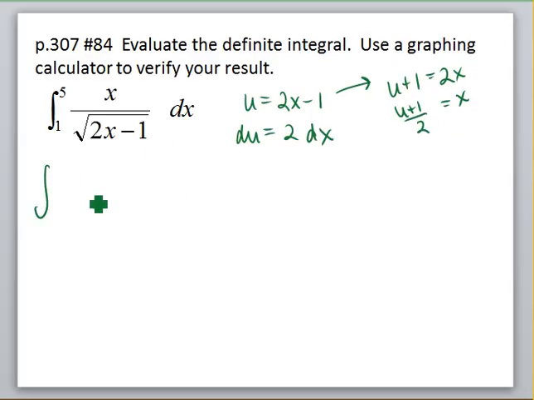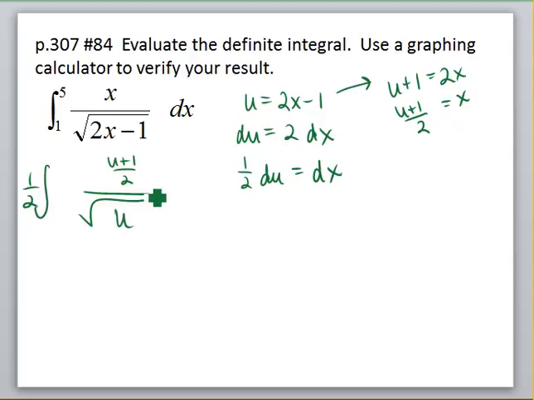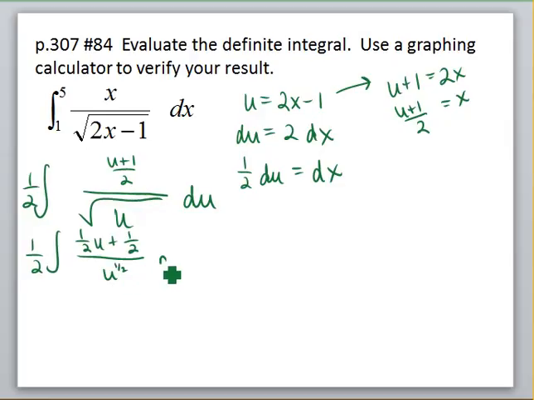So now I'm going to go ahead and start to rewrite this. So I would have the x part up top as being u plus 1 over 2 all over the square root of u. I only want a dx, so I'm going to have to move my 1/2 to the other side. So I have 1/2 du. This is an absolute mess right now, so we're definitely going to be needing to do some simplifying. So as I look at this, I am going to first rewrite this as 1/2 u plus 1/2 all over u to the 1/2 du.